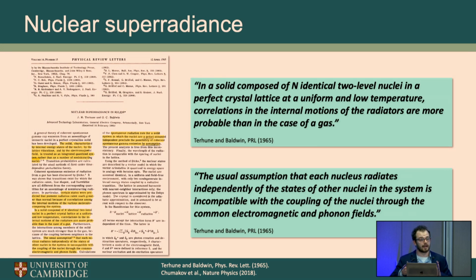Instead of scaling like n, it can scale as n squared. The other curious phenomenon about this process is that if you have ground states, as you have more ground states, they will enhance the decay rate of the ensemble. And in this Physical Review Letter, Terhune and Baldwin apply this approach to nuclei, and hence nuclear superradiance.